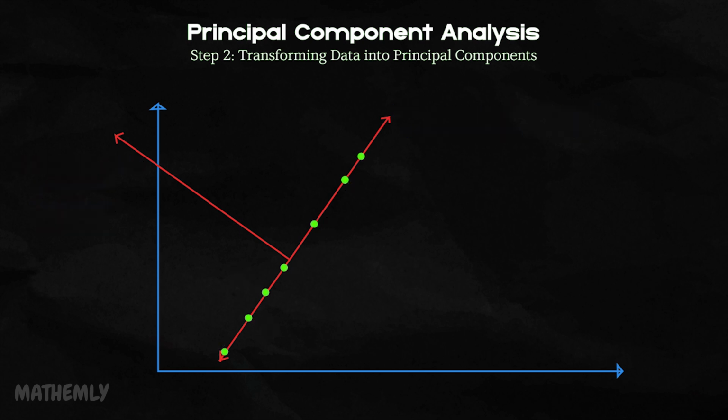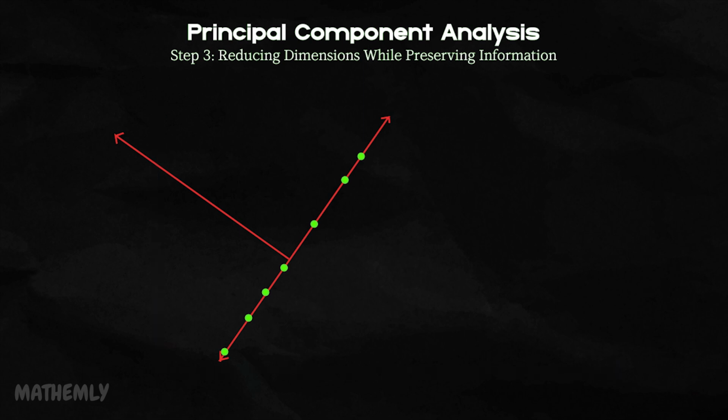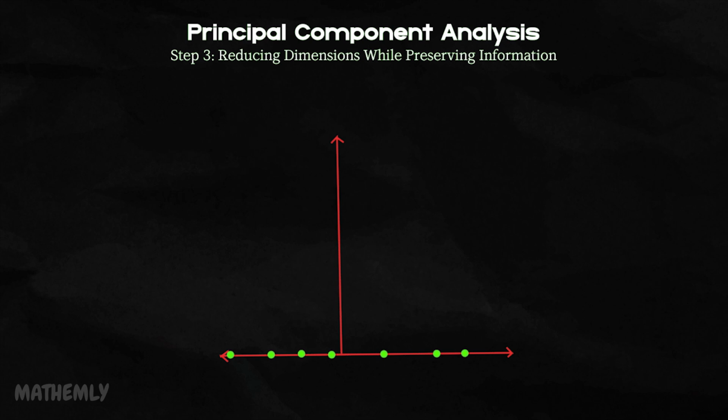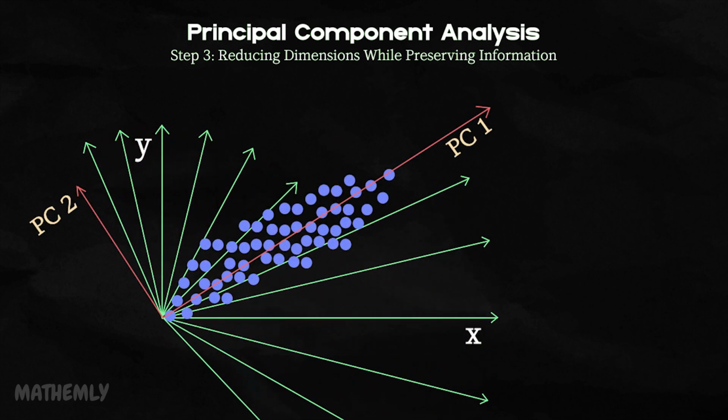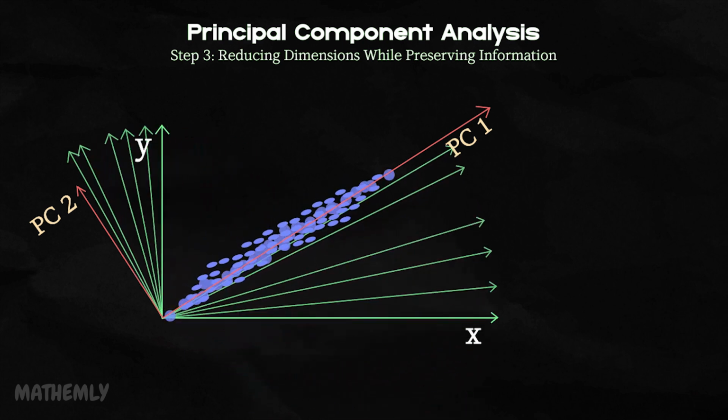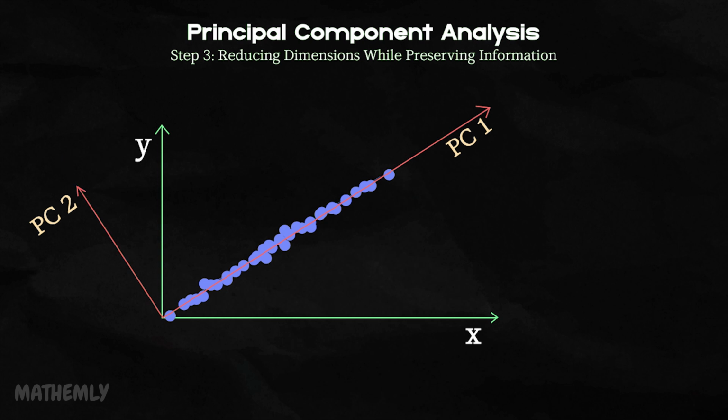This transformation allows us to represent high-dimensional data in a lower dimensional space without losing much information. Step 3. Reducing dimensions while preserving information. Once the principal components are identified, we can choose how many to keep based on how much information or variance they retain. Instead of using all original features, PCA enables us to work with just a few principal components, significantly simplifying the dataset. For example, high-dimensional data such as 100 features can be reduced to just a few principal components, making analysis and visualizations much easier.